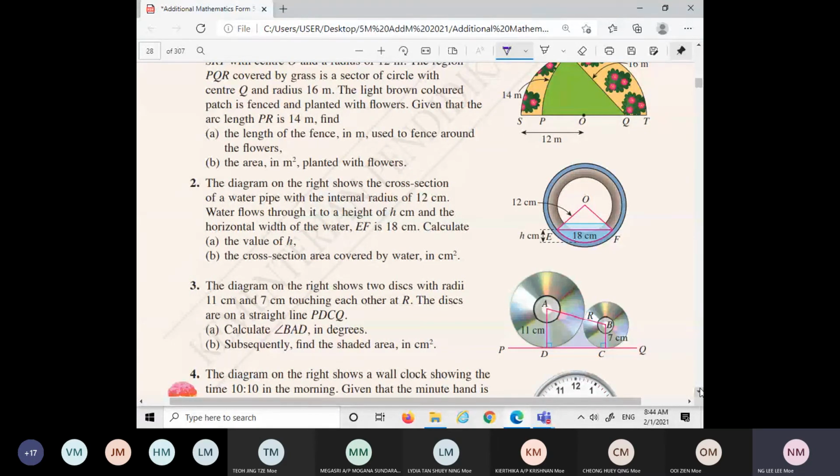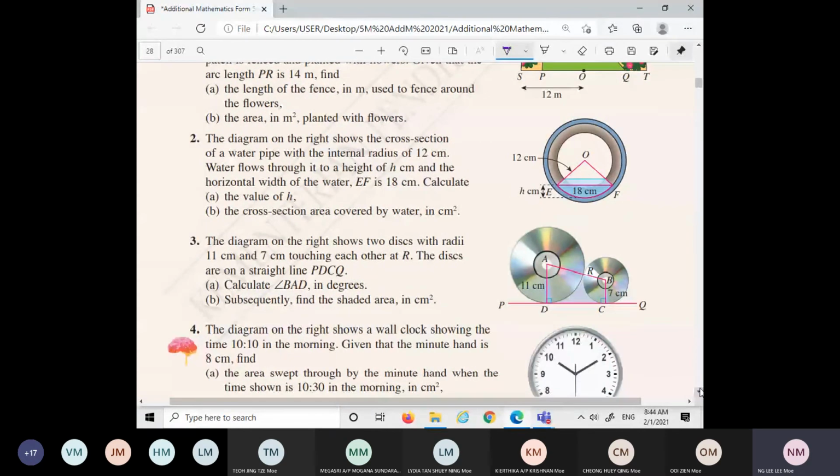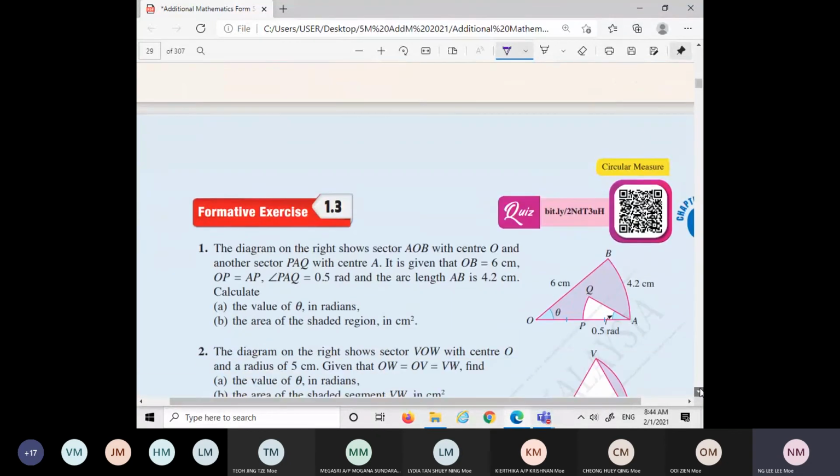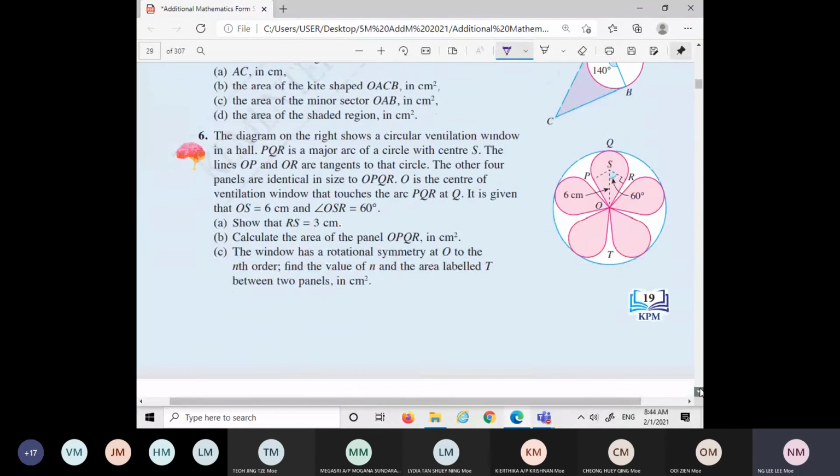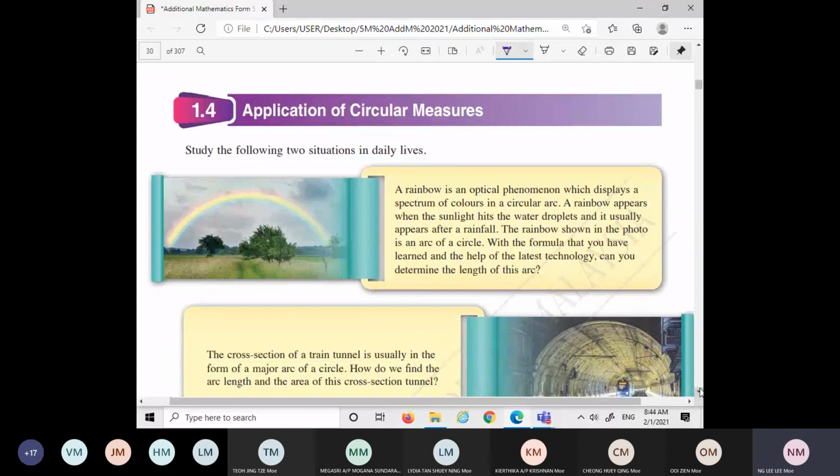Then one more question to go. This is a tunnel. Okay, the formative exercise 1.3, we leave it first. We don't do it, okay? So we straight away go to this. Okay, this is the last part of this chapter already.